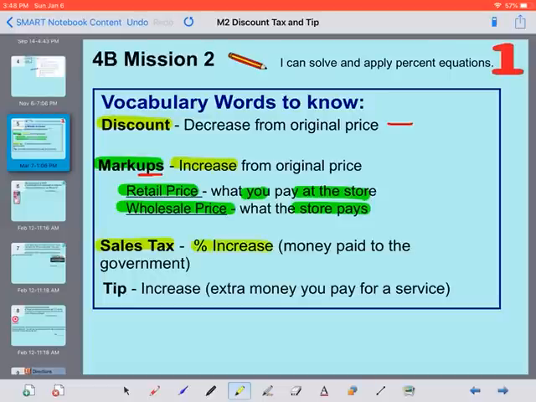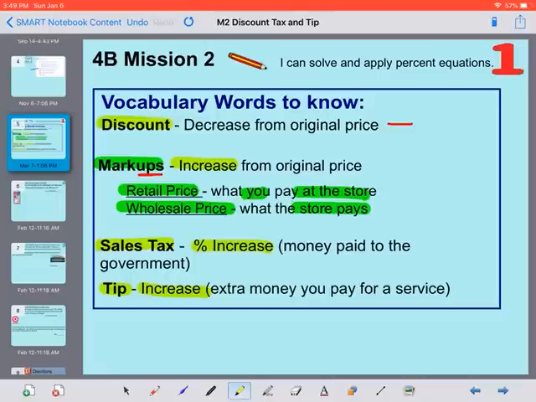This is a percent increase, money that we have to pay to the government. It's just called sales tax. So it's usually 6 or 7% depending on where you live. And then last, a tip. You usually give tips for a service that is provided to you. So it's an increase, something that you pay extra money for a service.